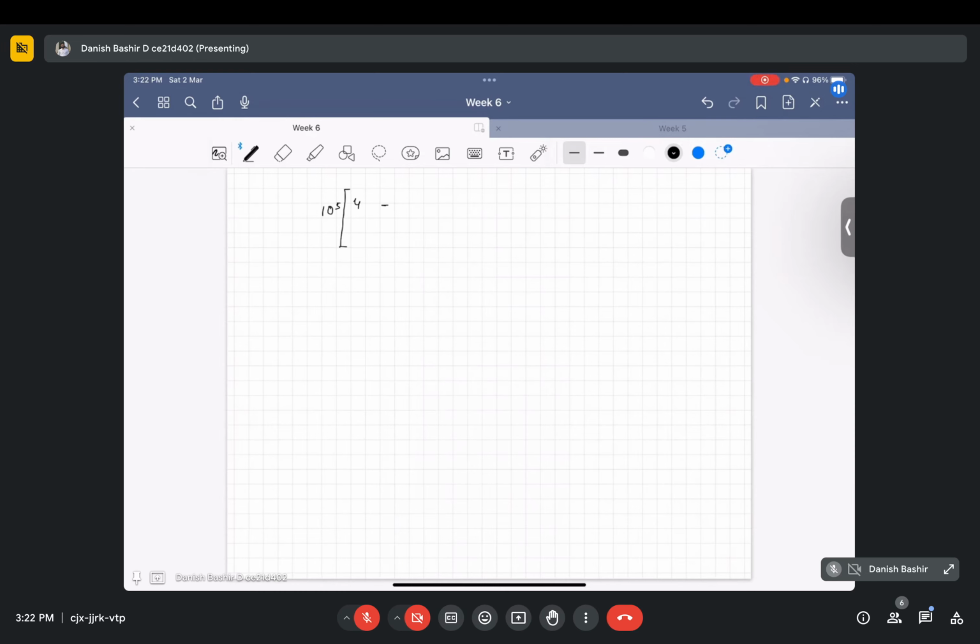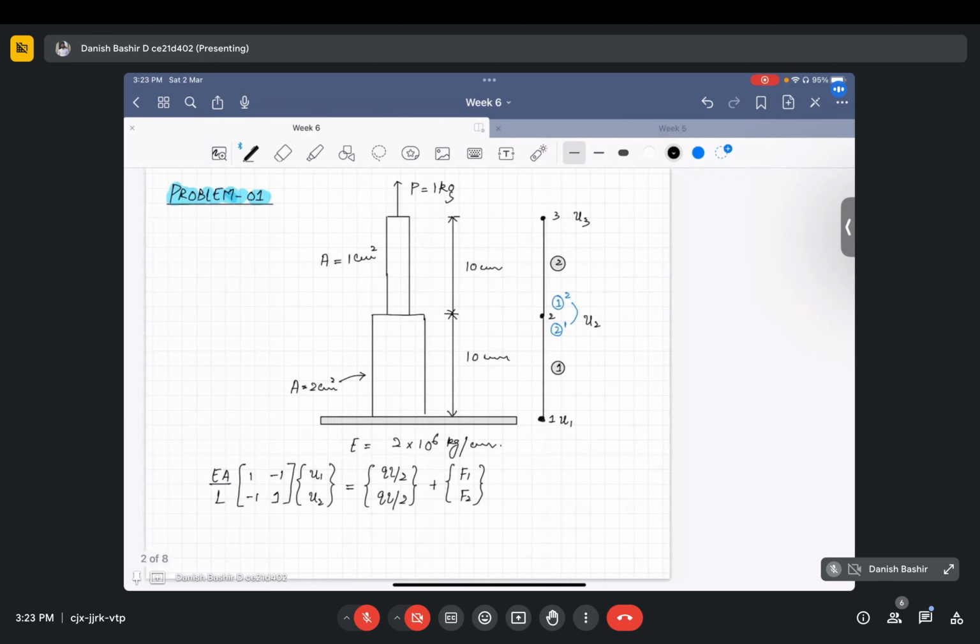It is equal to 4 minus 4 0, this is minus 4 6 minus 2, this is 0 minus 2 2. I think this is 2. This is u1 u2 u3 to be equal to 0 0 1. Okay, so what is the boundary condition now given to be?